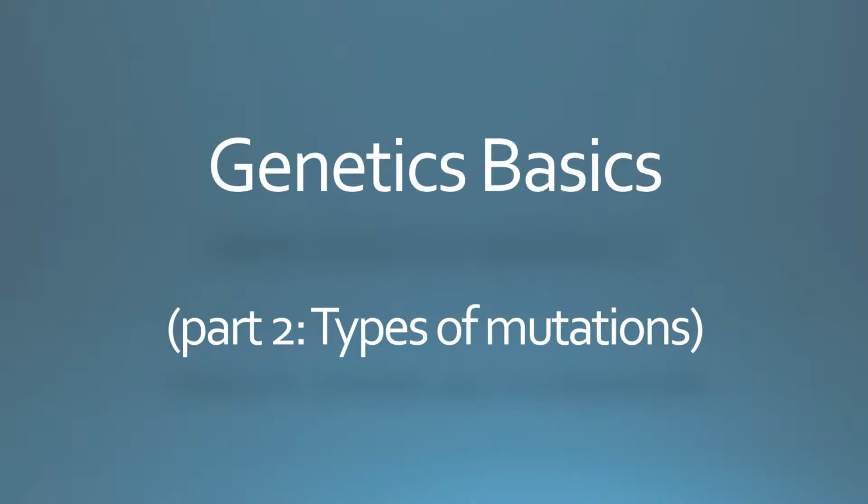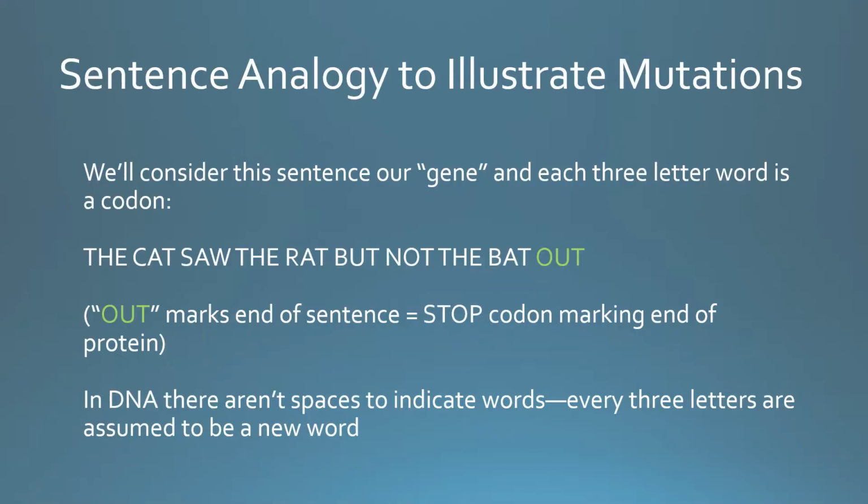Hello, everyone. So this is part 2 of the genetics basics presentation. Originally I had thought that it would be all done in 2 parts, but in looking at the amount of material that I have to cover, it's actually going to be 3 parts. So this is going to be part 2 of 3, which is titled The Types of Genetic Mutations.